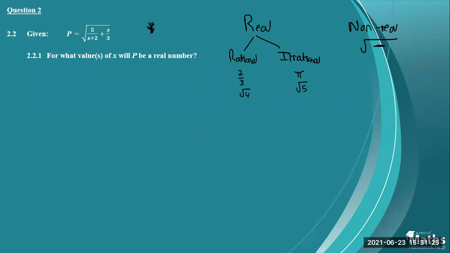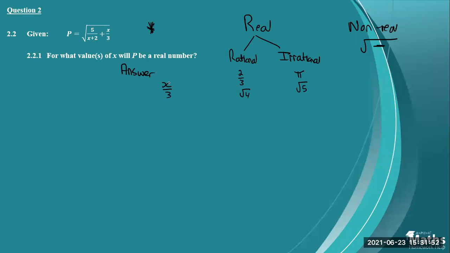You can just look under numbers for more of that. Now they ask us here for which value or values of x will P, meaning the answer, be a real answer, where it's not going to be irrational. So we first analyze the x over 3. Does it matter what the x is?